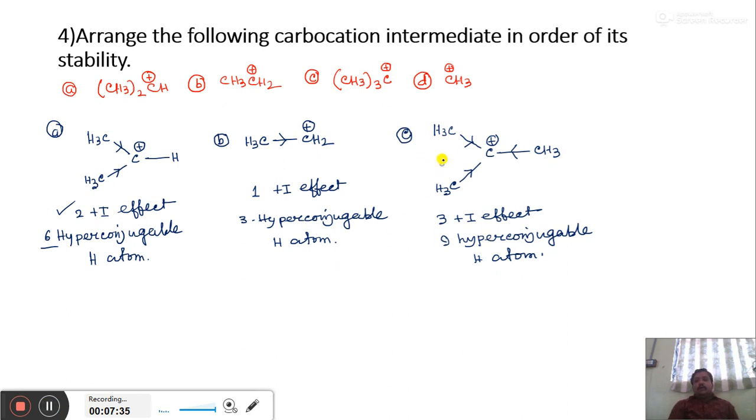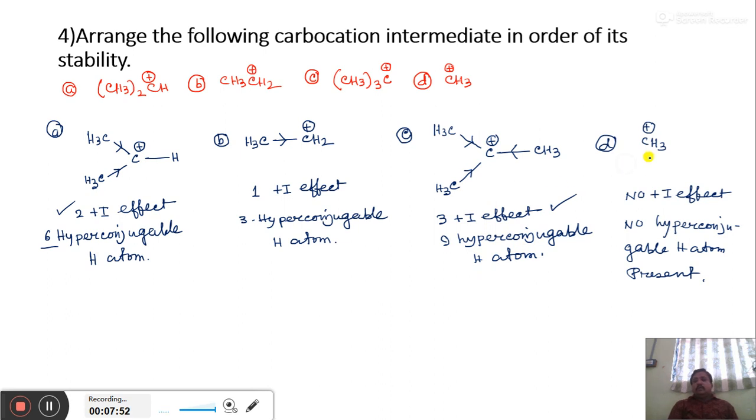In C carbocation, which is actually tert-butyl carbocation, three methyl groups show 3 plus I effect, and 9 hyperconjugate H atoms are present with respect to C plus. In D, the simplest carbocation, methyl carbocation, no plus I effect is present and no hyperconjugate H atom is present. So methyl carbocation is very unstable.